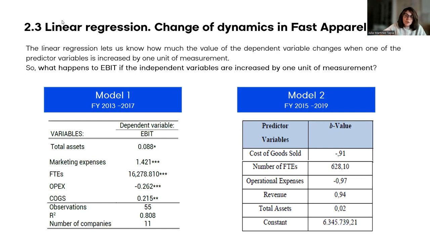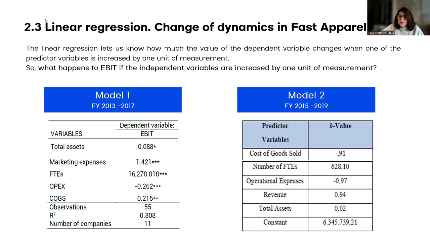The table on the left shows this impact for model one, and the table on the right shows this impact for model two. So you have a look at these tables, and you look at the full-time employees, the FTEs. The table on the left is saying to us that according to model one, if we increase the full-time employees by just one employee more, the impact on the EBIT according to this model would be more EBIT in the amount of 16,000 euros. Okay, you got this there.